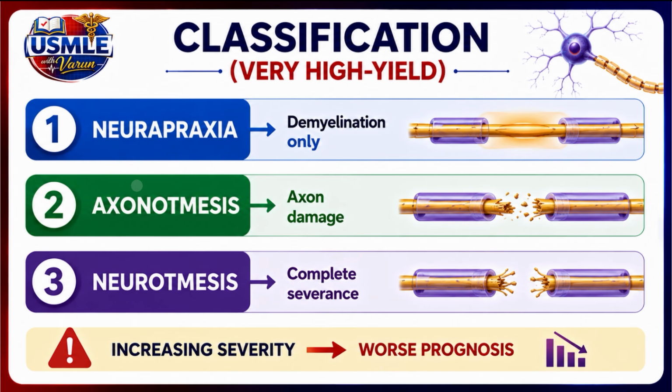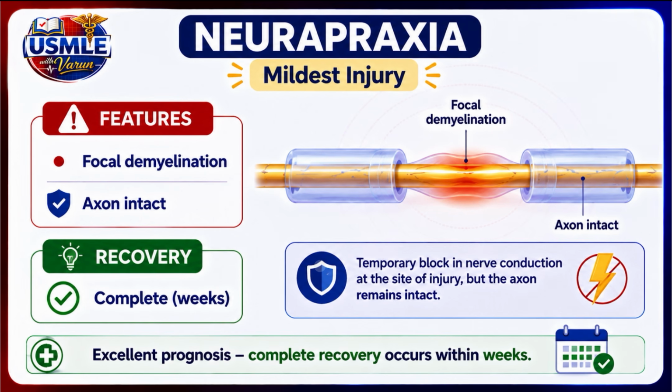There are three main types. Neuropraxia is the mildest, where only myelin is affected, whereas axonotmesis involves axonal damage but preserved structure. Neurotmesis is complete nerve disruption, and as severity increases, recovery becomes really difficult. In neuropraxia, the axon remains intact, but the myelin sheath is damaged. This causes temporary conduction block. Since the structure is preserved, recovery is complete and typically occurs within weeks.